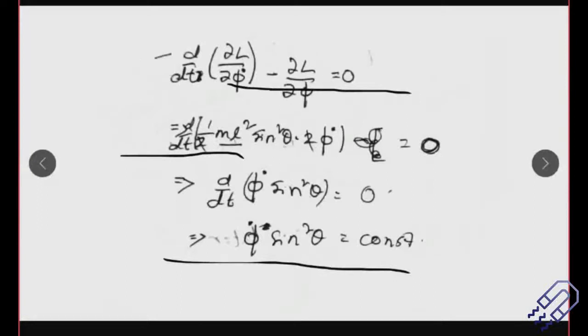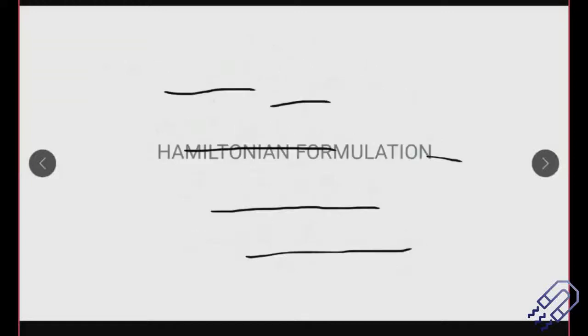So phi dot sine square theta is a constant. That's why I've done it, because in Lagrangian we do have a large analysis. We have got different kinds of analysis that can be done: what is constant, what is conserved, and so on. That is also a part of it, so that is important.